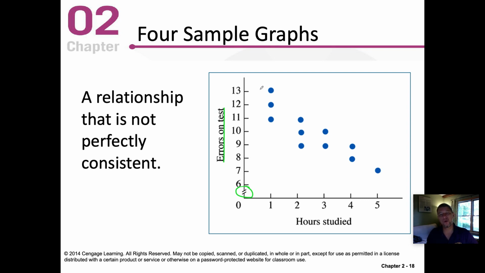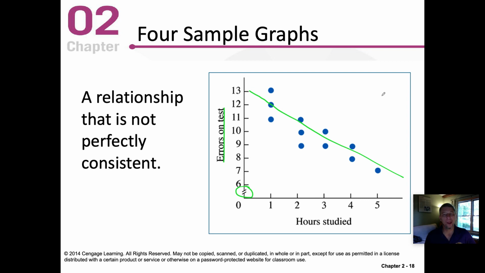All right. And so you can see that there's definitely a relationship here. As X increases, Y decreases. In other words, the more hours you study, the fewer errors you make. And although it's not a perfect assessment, I can't necessarily predict exactly how many errors you're going to make based on the number of hours you studied. I can make a pretty good guess.